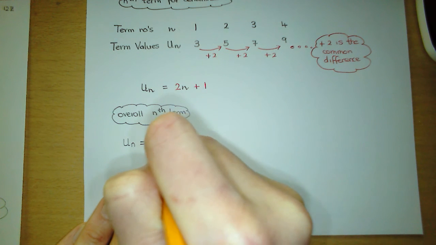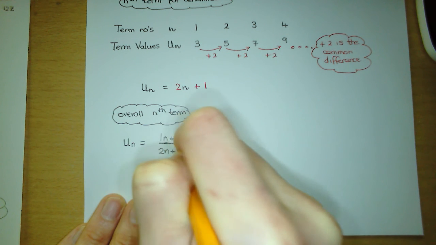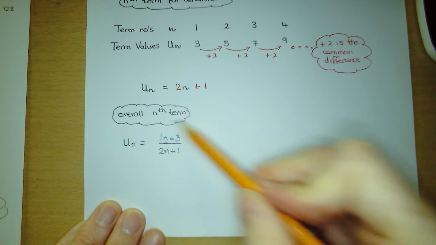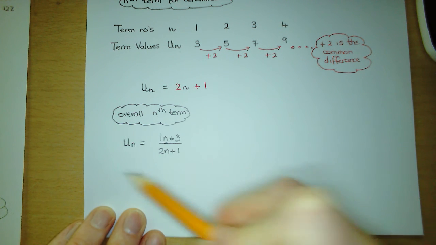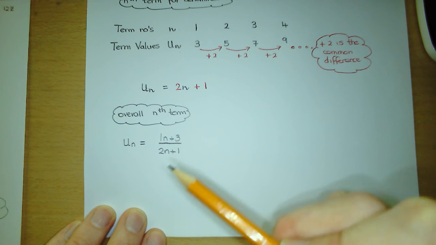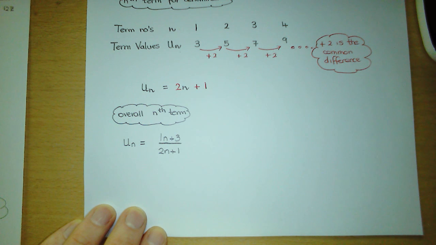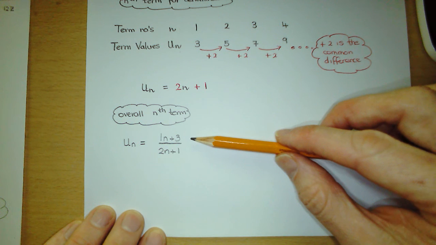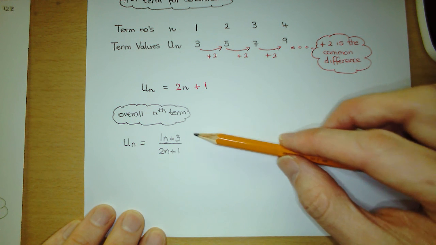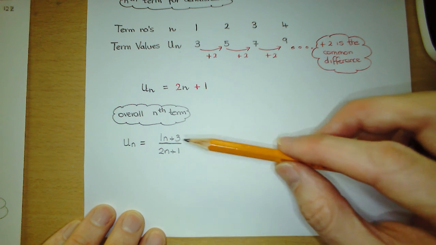And what we have here is the overall nth term formula for the original sequence of term values. So because the original sequence consists of fractions, that means the nth term formula will be a fraction itself.